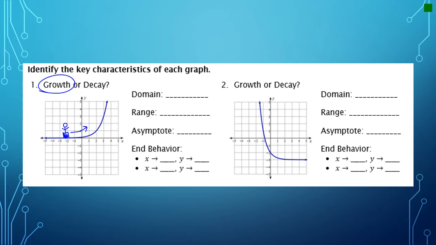The domain of every single exponential function will always be all real numbers, because if I went on this roller coaster, I could keep going all the way left, I could keep going all the way right. Eventually the graph would cover all of the possible x values.